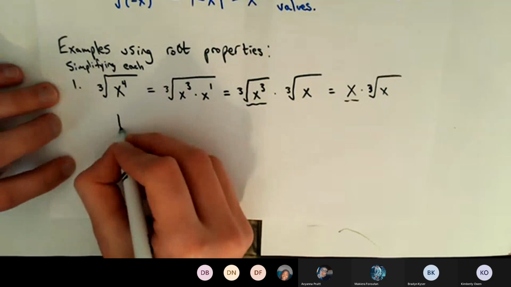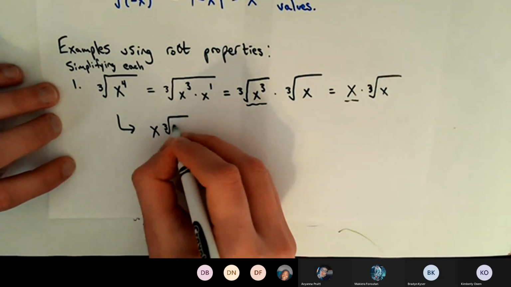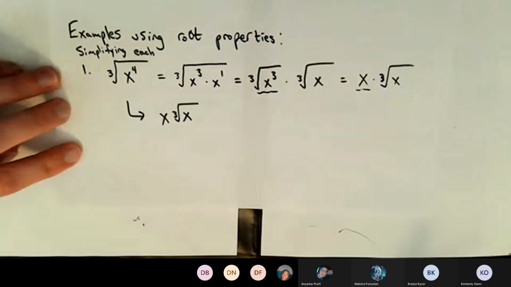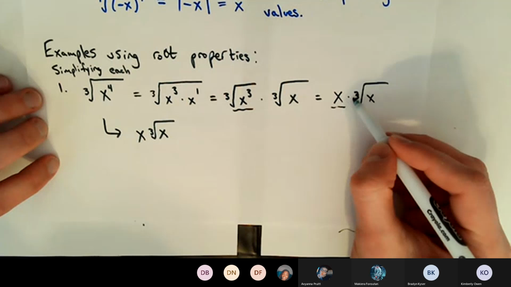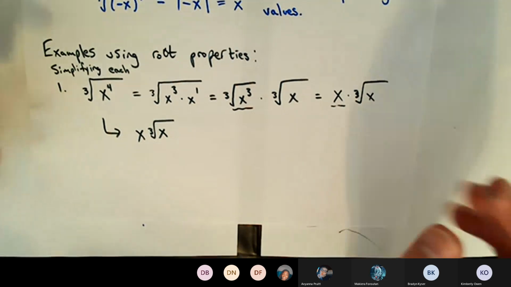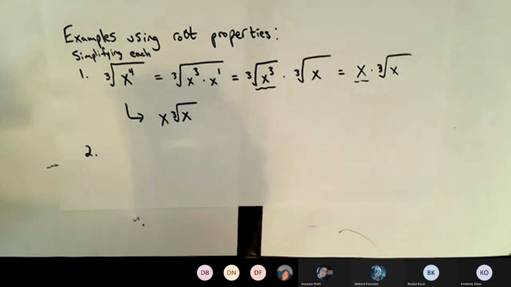So what have we done? We've said the cube root of x to the 4th is the same as x times the cube root of x, like that. Whenever they're being multiplied, we can suppress that little notation saying they're being multiplied and just stick them together just like this. Okay, so let's try another one.